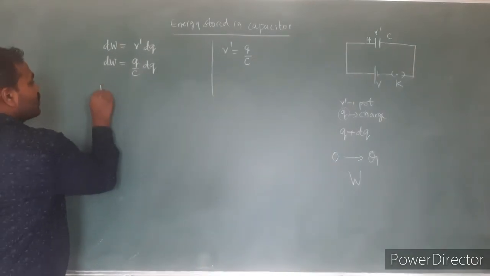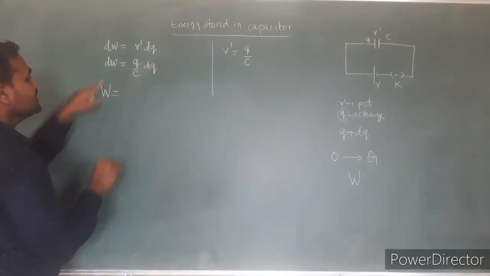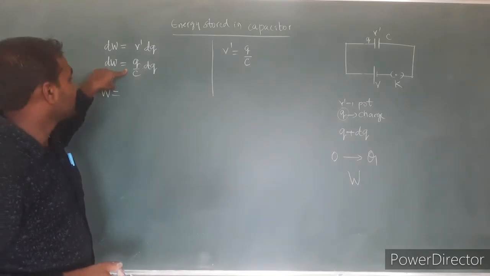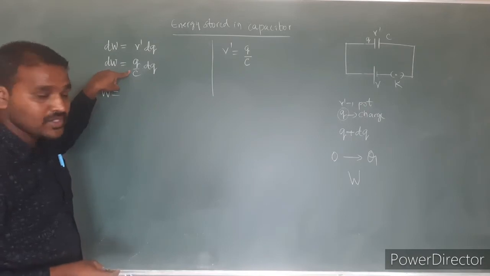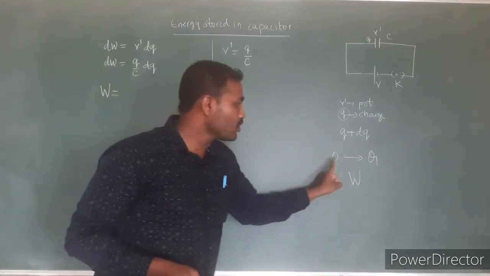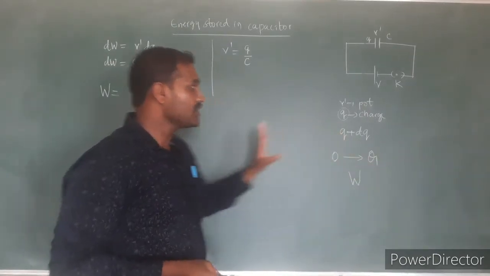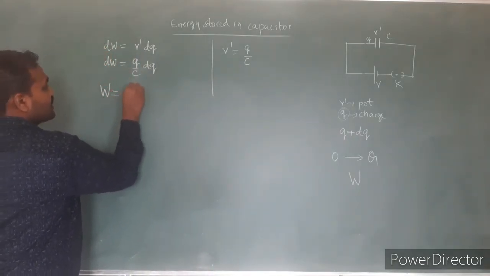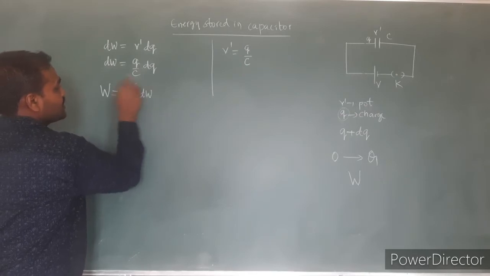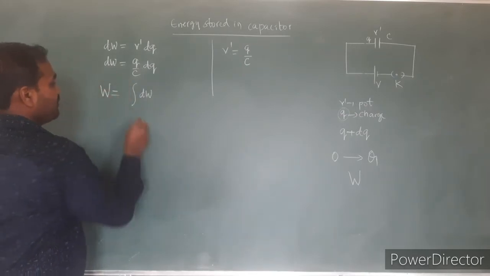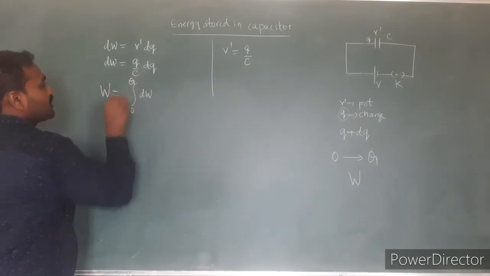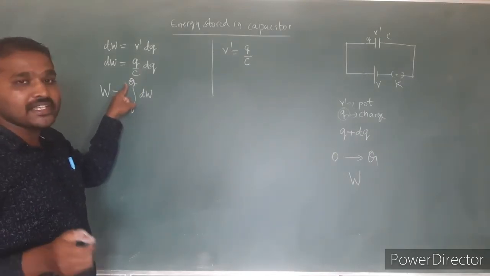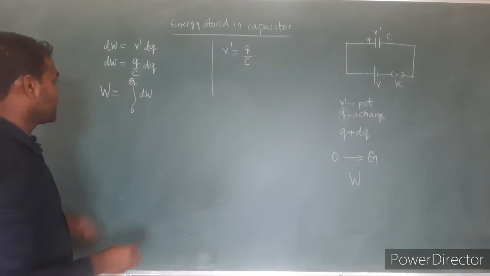And that total work done, this is the basic equation. By integrating this equation between the limits of 0 to capital Q, that is the maximum charge, we will get the expression for total work done. So total work done is the integration of such small incremental works between the limits 0 to capital Q. 0 is the initial charge of the capacitor, capital Q is the maximum charge that can be stored in the capacitor.